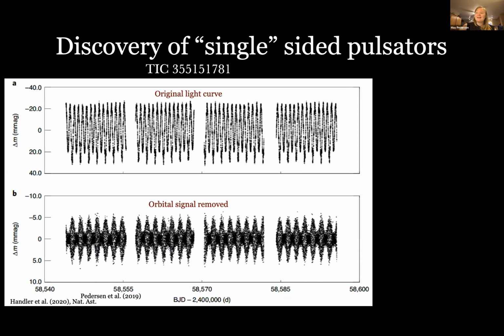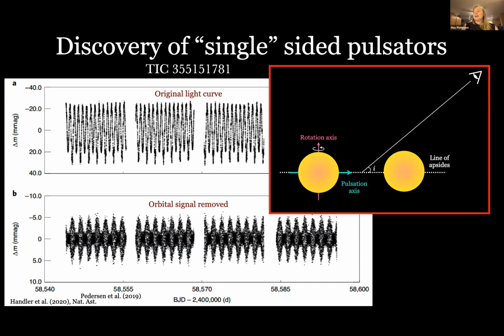And what you see here is that at certain phases of this orbit, the amplitude of the oscillations becomes much larger than at the other phases. So that means that one side of this star is actually oscillating at a higher amplitude than the other one. So TESS is the first time we've detected such a star.